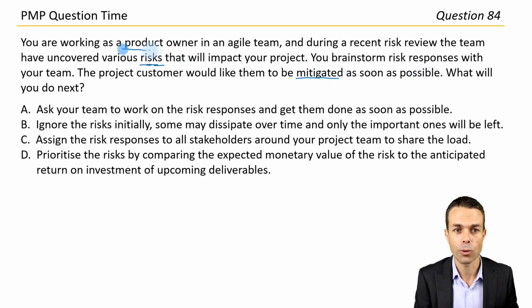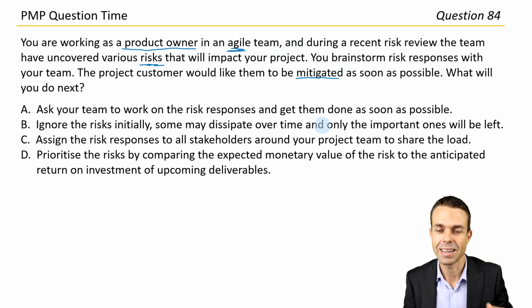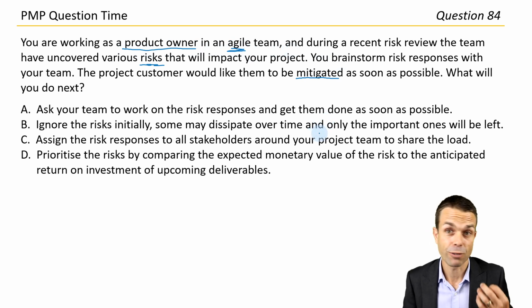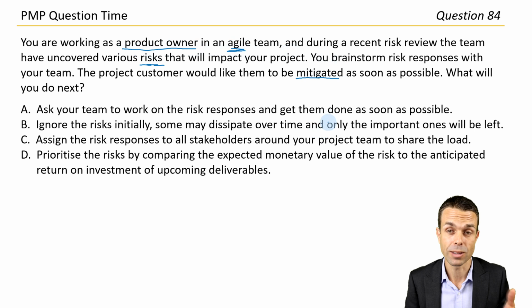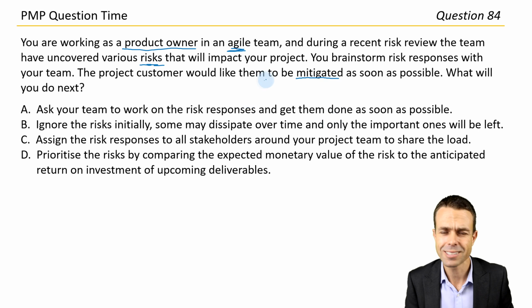Okay, and again, we're a product owner in an Agile team, so how do we deal with risk in an Agile team? Probably very similarly to the way we deal with everything else. We prioritize it, and we prioritize the highest risks first, I think. Let's see if we have anything that aligns with that.